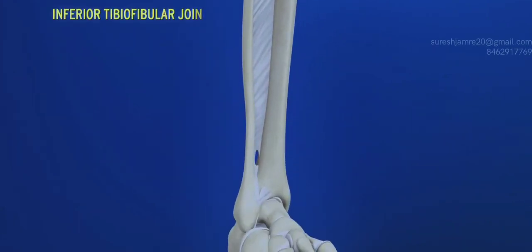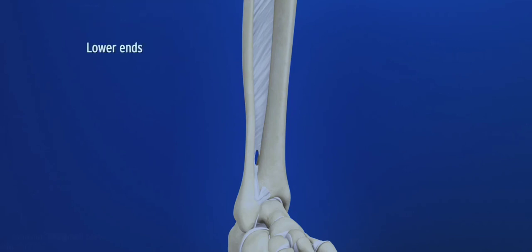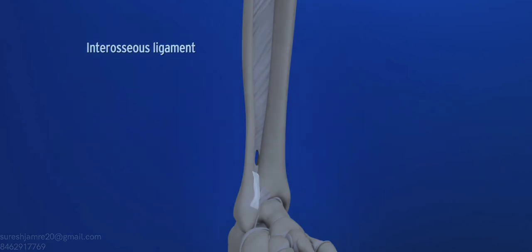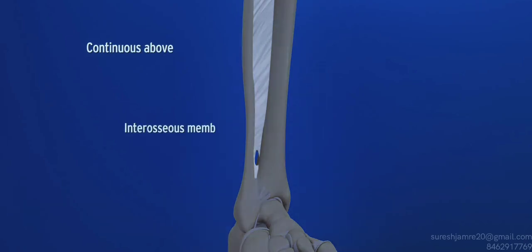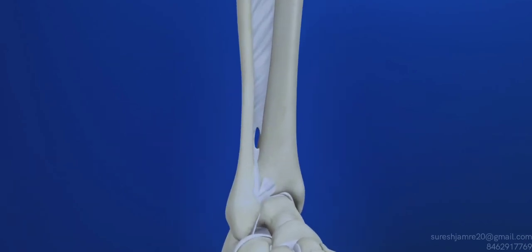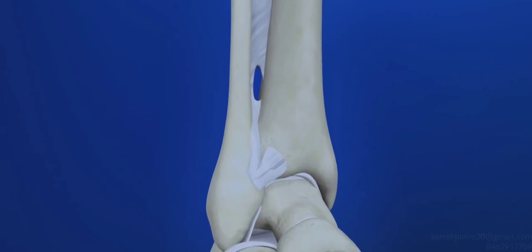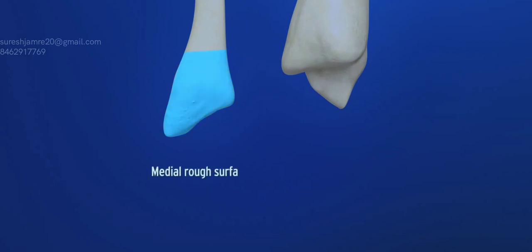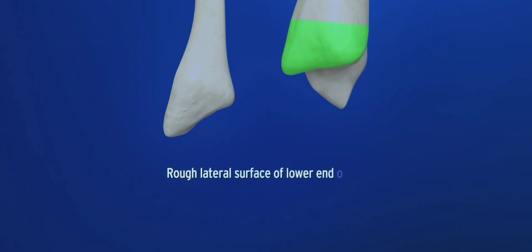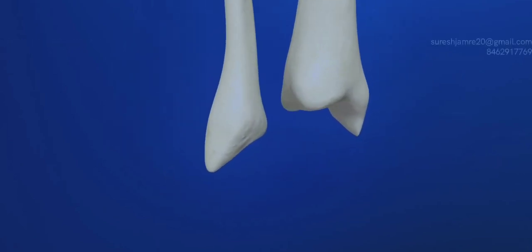Inferior tibiofibular joint. This is a syndesmosis type of joint uniting the lower ends of the tibia and fibula. The bony surfaces are connected by the interosseous ligament. The interosseous ligament is continuous above with the interosseous membrane. It connects the medial rough surface of the distal end of the fibula with the rough lateral surface of the lower end of the tibia.